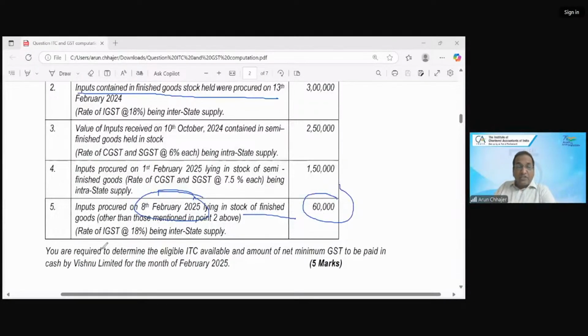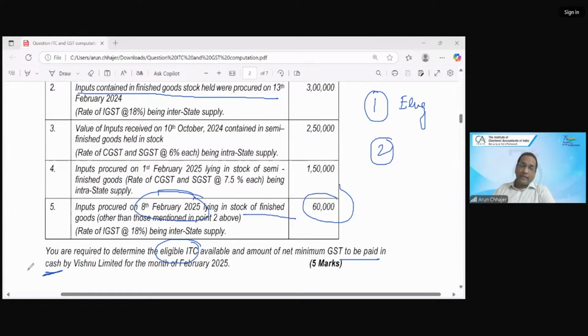What is the ask of the question? You are required to calculate the eligible ITC available and net minimum GST to be paid in cash. तो हमें यहाँ पे दो पार्ट करने. We need to first calculate the eligible ITC and then second is tax liability to be paid in cash.